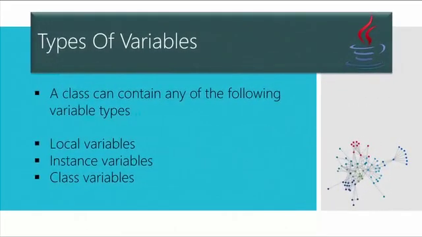Next is the types of variables. So this particular class can contain any of the following variable types. And variables are simply that store data. So you can have a local variable, you can have an instance variable, or you can have a class variable. And I will explain each of these next.